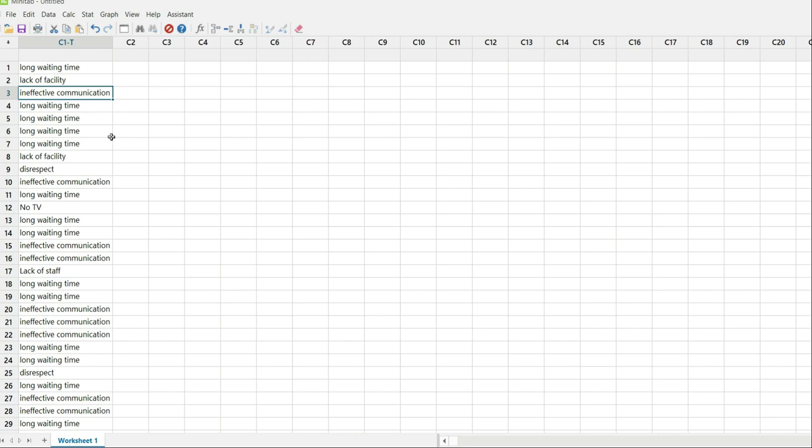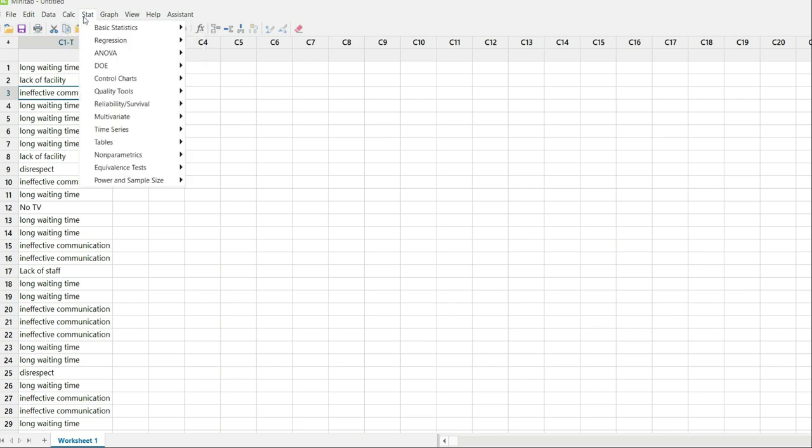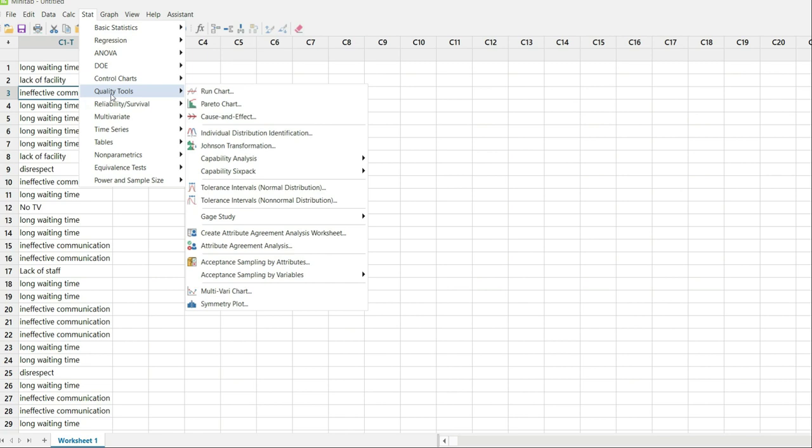Okay, now we will see how to construct a Pareto chart using this Minitab software. Go to Stat, then choose Quality Tools. This is step number 2. Then what is step number 3? Under Quality Tools, we need to choose Pareto Chart. Yes, this is step number 3. Go to Stat, choose Quality Tools, then choose Pareto Chart.